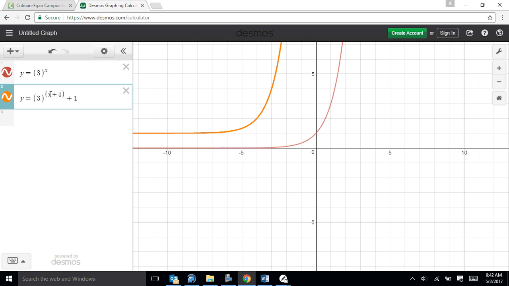So looking at our y-intercept, we've moved to the left 4, 1, 2, 3, 4, and then up 1.